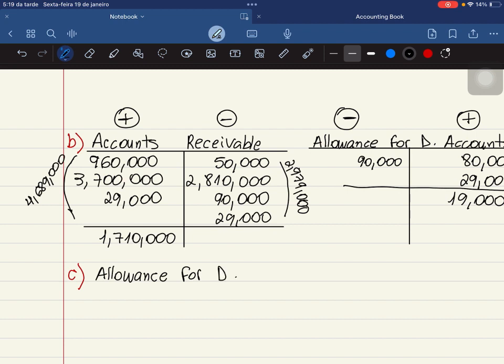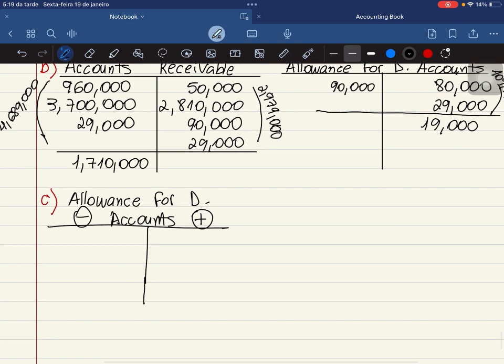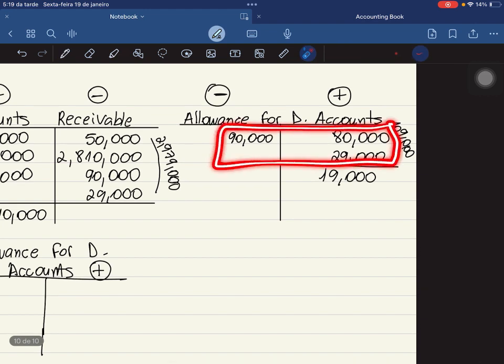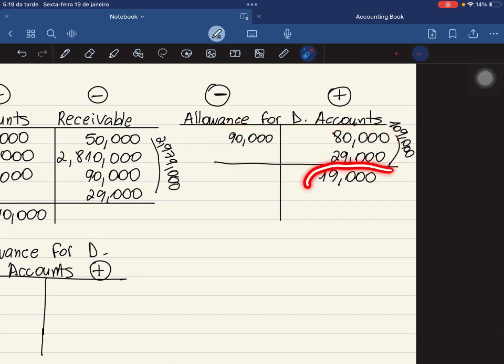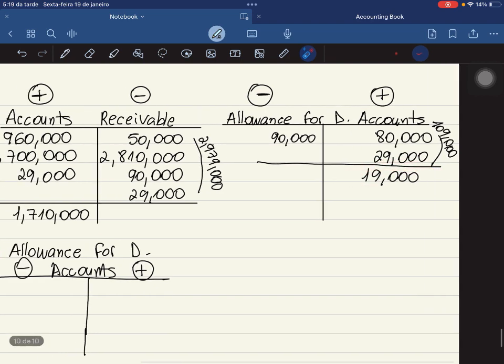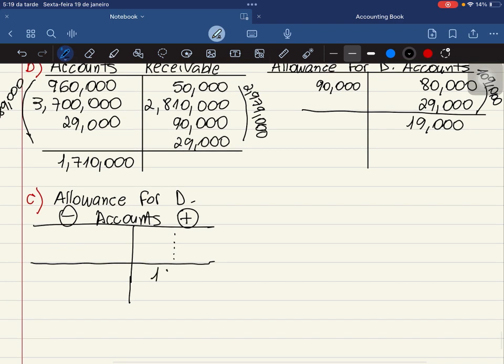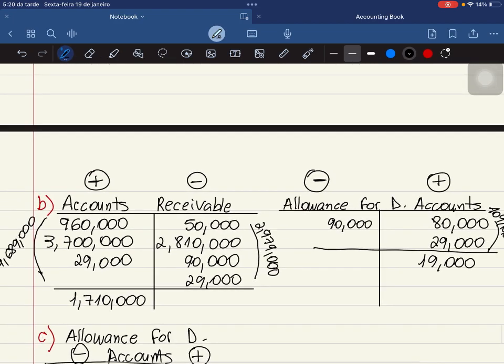So allowance for doubtful accounts, again, it is a minus and a plus. And over here, these numbers, they don't matter anymore because we already have that the previous ending balance was 19,000. So we're just gonna put some dots here to show that something happened before. We had some numbers before, and currently the balance is 19,000. But this is not the final balance.